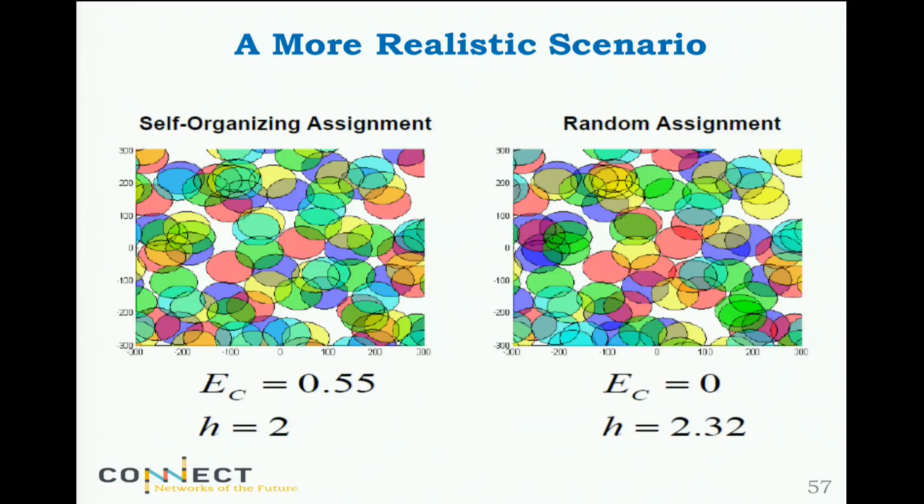We have 5 channels here, so log 2 of 5 is this value. And in the self-organized case, you see higher complexity and lower entropy. So it sort of makes sense again. We don't have a centralized assignment here. Any clue why?